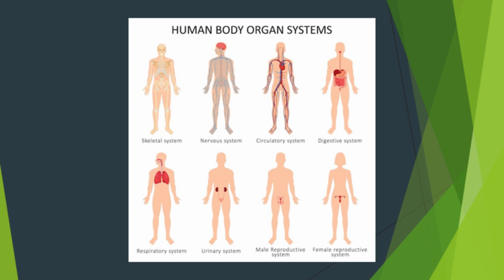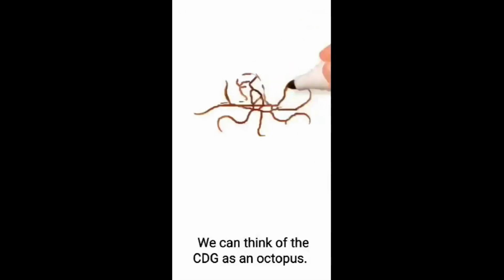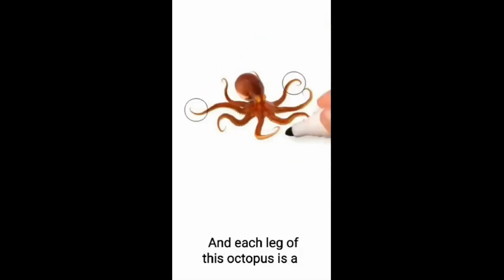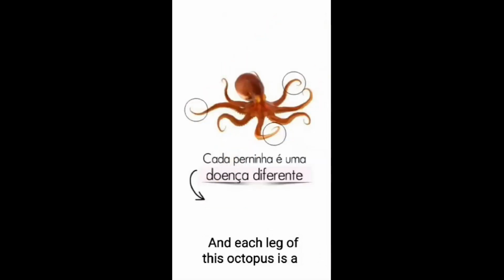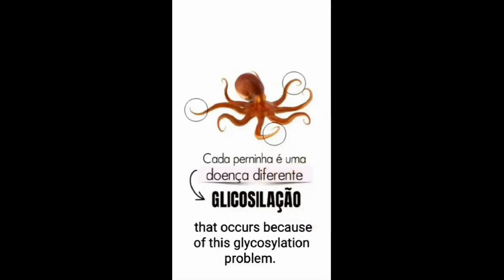We can think of CDG as an octopus. Each arm of this octopus is a different disorder that occurs because glycosylation is malfunctioning. But all parts belong to the whole. Each little arm is a different disorder.